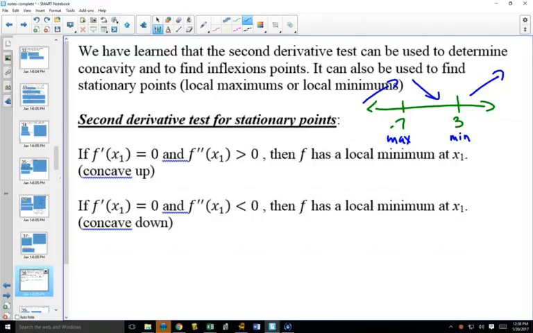The first derivative test only looks at the first derivative to find out if something's a maximum or a minimum. The second derivative test looks at the second derivative to find out if something is a maximum or a minimum. What you do with the second derivative test is you start off the same way and you say, I find out that my first derivative is equal to 0 at -7 and 3.